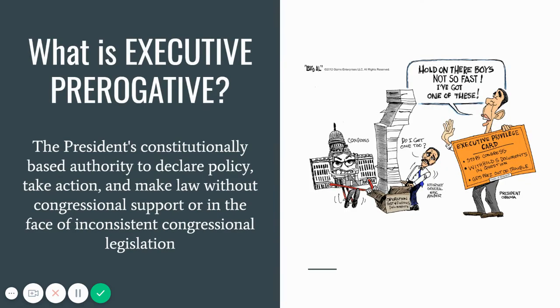What is an executive prerogative? The president has constitutional authority to declare policy, take action, and make laws without Congress supporting it or in the face of inconsistent congressional legislation. Meaning the president has the power to, if the legislative body cannot agree, step in and do so. That is his prerogative as the President of the United States.